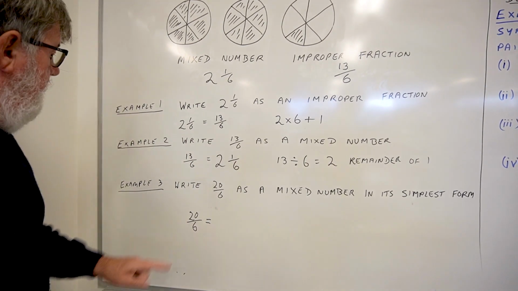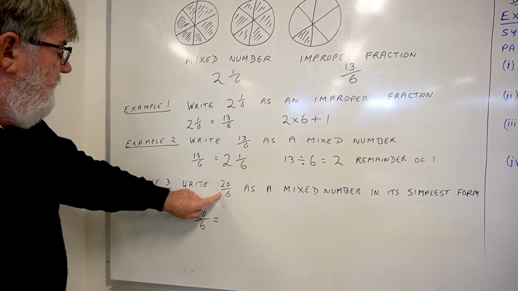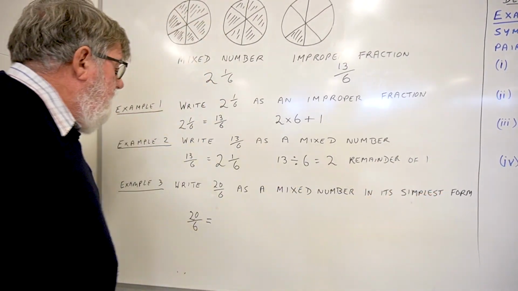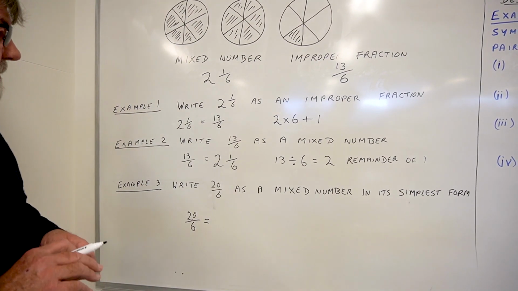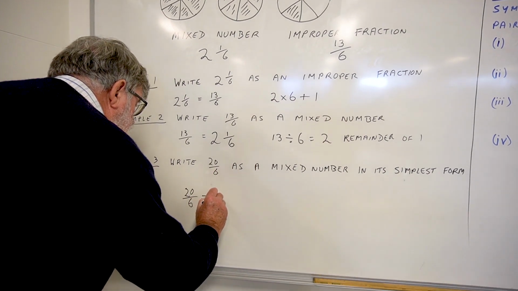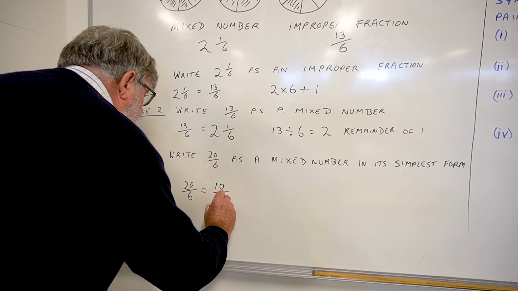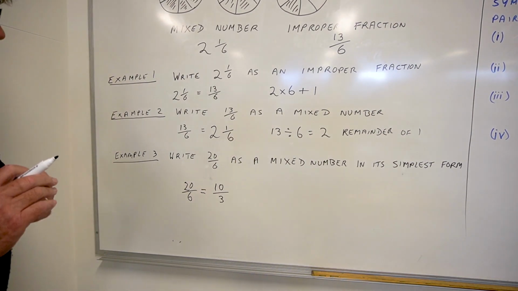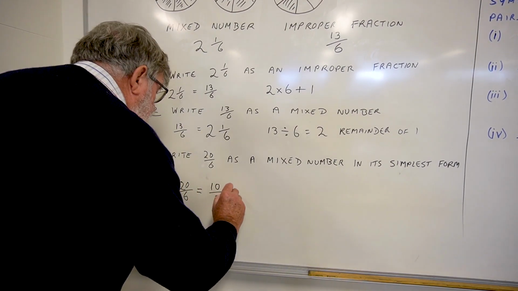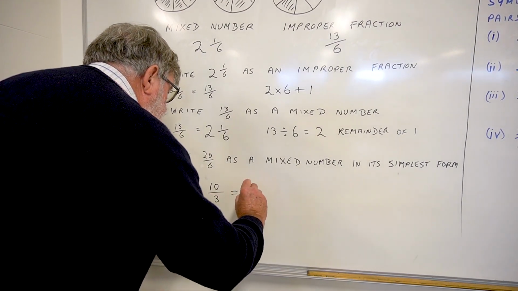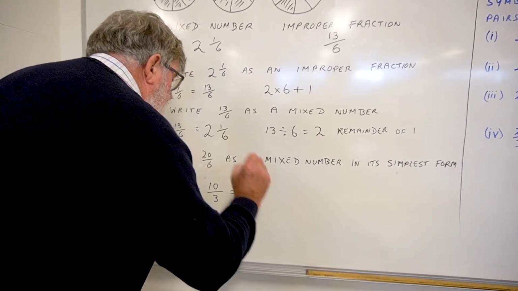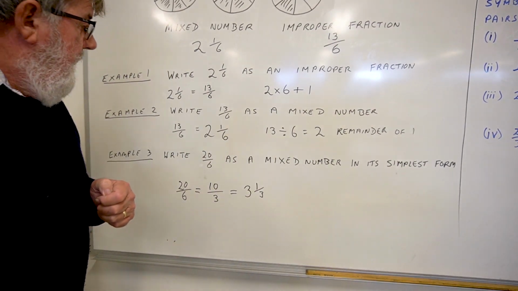One final point, you may have a fraction presented as an improper fraction, but not in its simplest form. So if you were asked to write 20/6 as a mixed number in its simplest form, you would recognise, as per your work last week, that 20 and 6 have a common factor of 2, so you can divide 20 by 2 to get 10, and 6 by 2 to get 3. And now we can say, well, how many 3's are there in 10? The answer is 3. How many remainder? 1. What's the fraction? Thirds. 3 and 1/3.